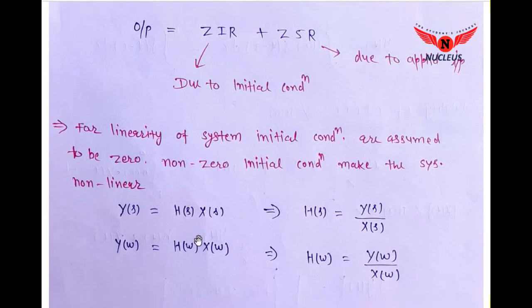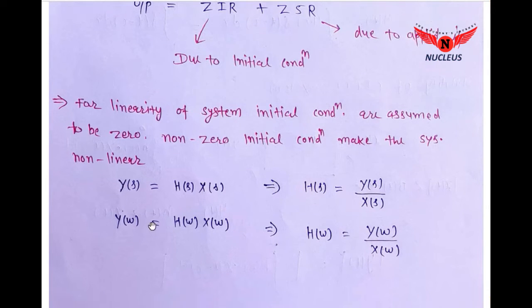So this is our s-domain relationship between input and output, where H(s) is the impulse response. This equation is for the frequency domain.